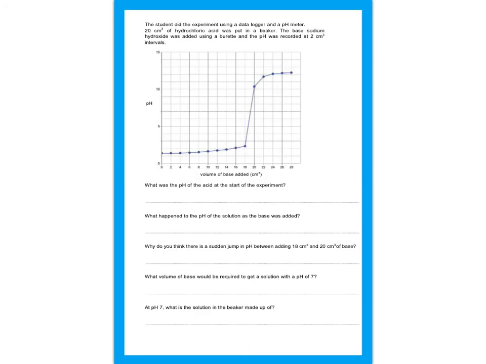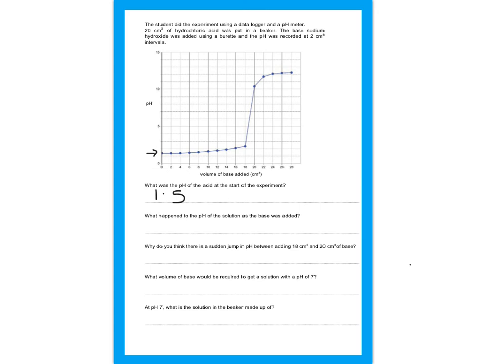The student did the experiment using a data logger and a pH meter. 20 centimetres cubed of the hydrochloric acid was put in a beaker and the base was added using a burette, and the pH was recorded at every 2 centimetres. So we're going to use the graph to help us answer some of these questions. What was the pH of the acid at the start of the experiment? If we have a look here, it was just greater than 1. So I'm going to say it was around 1.5. We can see it here.